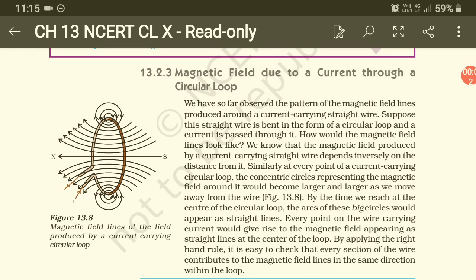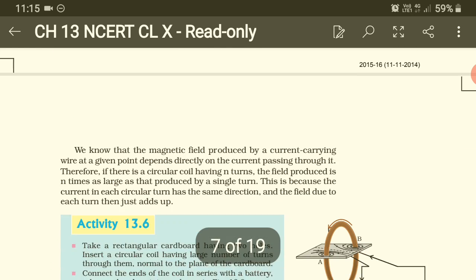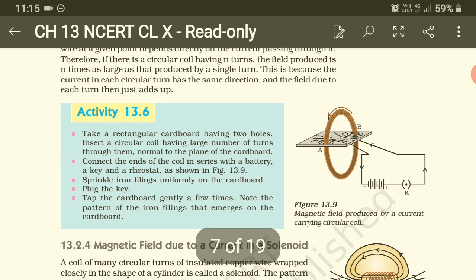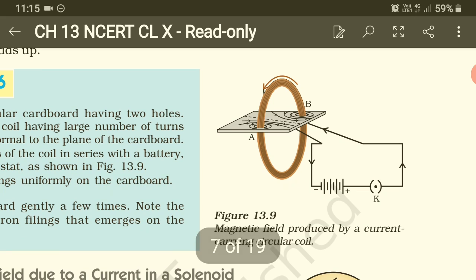Good morning, children. Today, in continuation with chapter 13, magnetic effects, we will continue with the topic magnetic field due to a current carrying through a circular loop. We have arranged a setup like this. As you can see in the figure, we have taken a chemically insulated wire, and we have made it in the form of a circular loop.